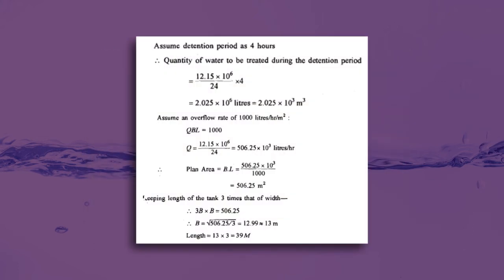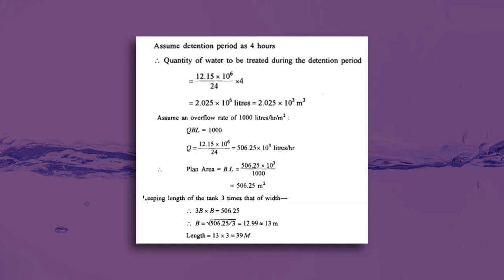Assume detention period as 4 hours. So quantity of water to be treated during the detention period is equal to 12.15 into 10 power 6 divided by 24 into 4 is equal to 2.025 into 10 power 3 meter cube.